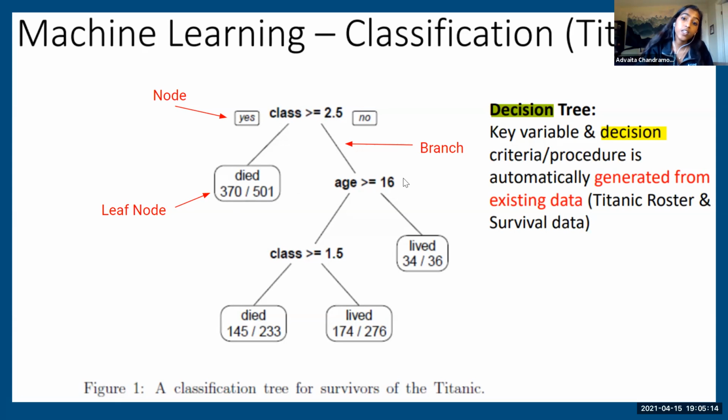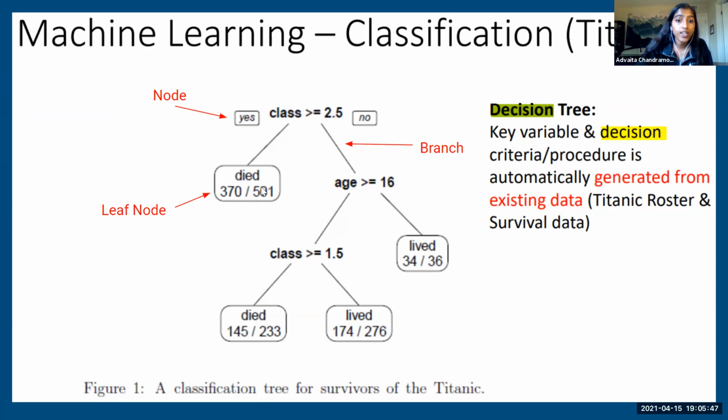Were you older than 16 or younger than 16? If you were younger than 16, which matches what we would imagine, that probably means you were a kid and you survived because you were probably given priority with the lifeboats, for example. And let's say you were older than 16, then again, it'll ask you what class you were, and depending on that, the model will tell you whether that passenger would have lived or died. And these numbers we see inside these leaf nodes, these leaf nodes are just where the tree ends. So once it's asked the different questions, where is it going to end up? Again, lived or died, which is what we're looking at today.